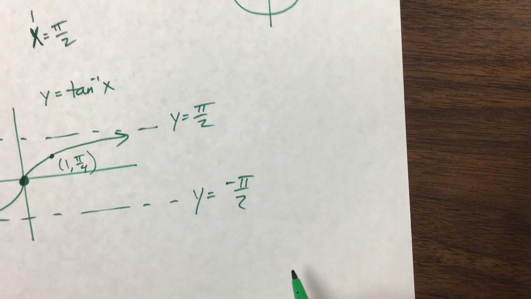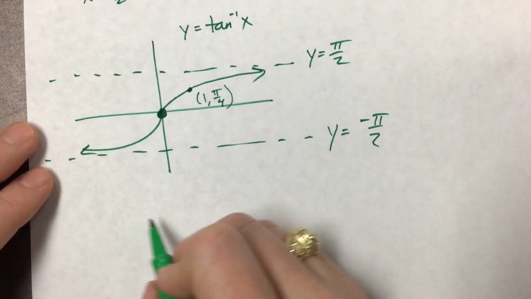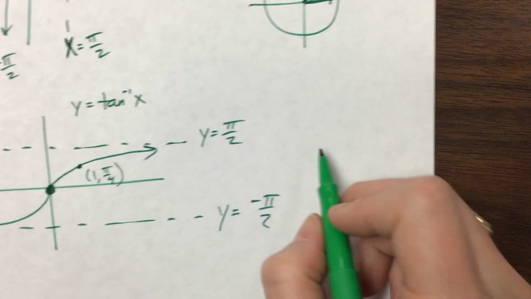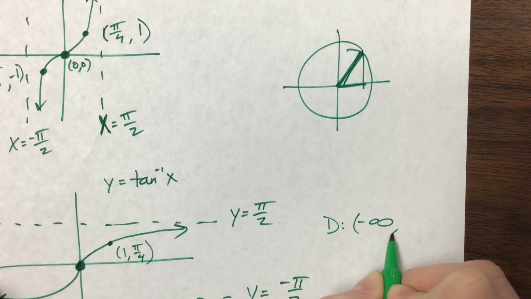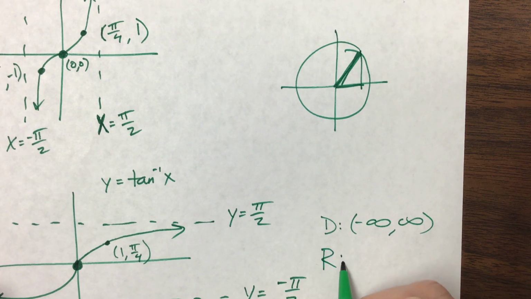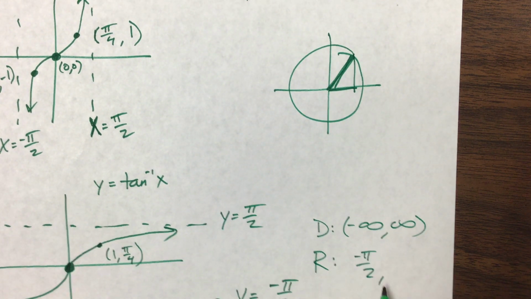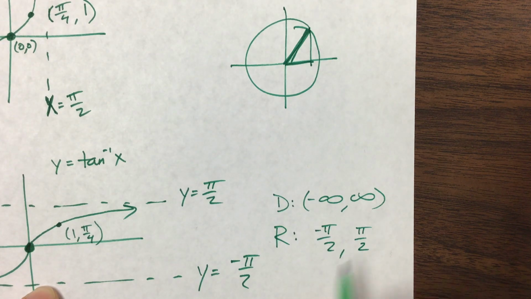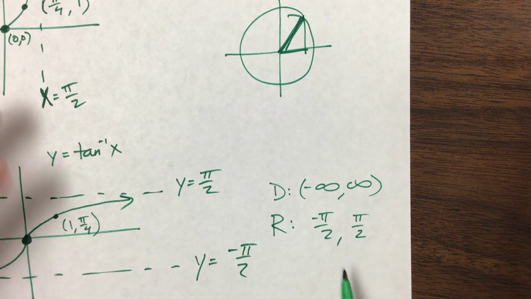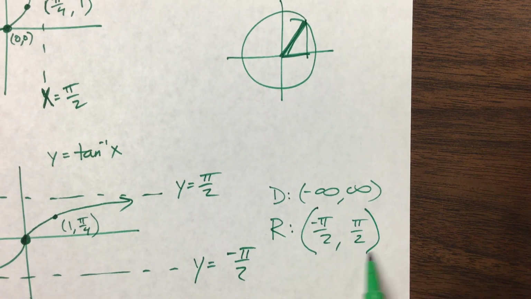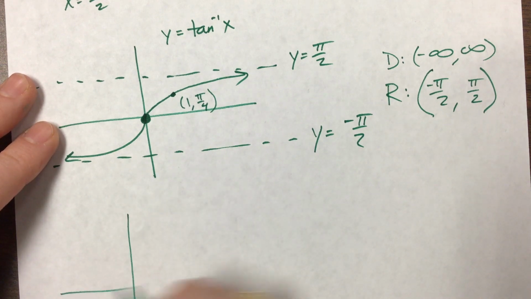Another thing to consider, when we think unit circle with arctangent: the domain here is all reals, and its range is going to go from negative pi over 2 to pi over 2, but you'll notice that unlike sine, it does not include these 2 values. So we're going to use those soft brackets here. Okay, so quick little refresher.